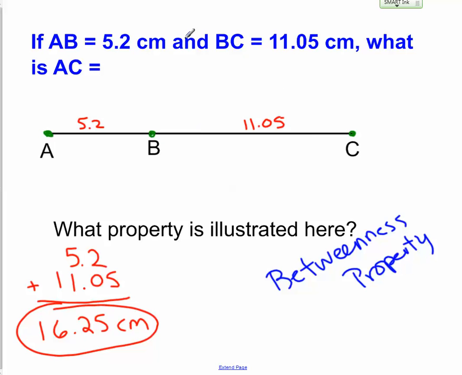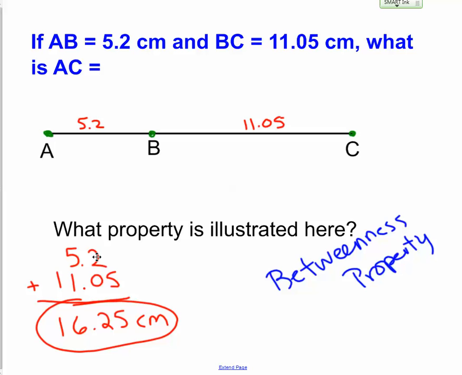All right, and then we used the idea of the betweenness property: B is between A and C. I told you that AB's length is 5 2/10 centimeters and BC's length is 11 centimeters. I asked, what's the length from A to C? We reviewed lining up your decimals. Make sure your decimals are in alignment, so you're adding tenths to tenths, hundredths to hundredths, ones to ones and tens to tens. Otherwise, your answer won't make sense. So the total distance from A to C is 16.25 centimeters, and that illustrated the betweenness property.